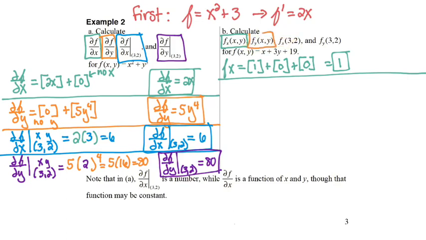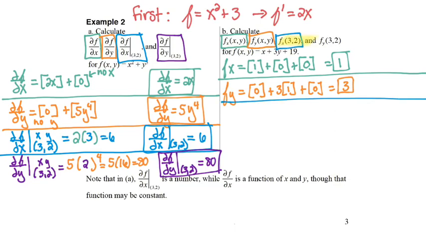Moving on to the partial derivative of y, the first term is an x, so since there is no y, we have a 0. Then we look at 3y, whose derivative is just 3, and 19 with a derivative of 0. So we just have 3 as our final value.